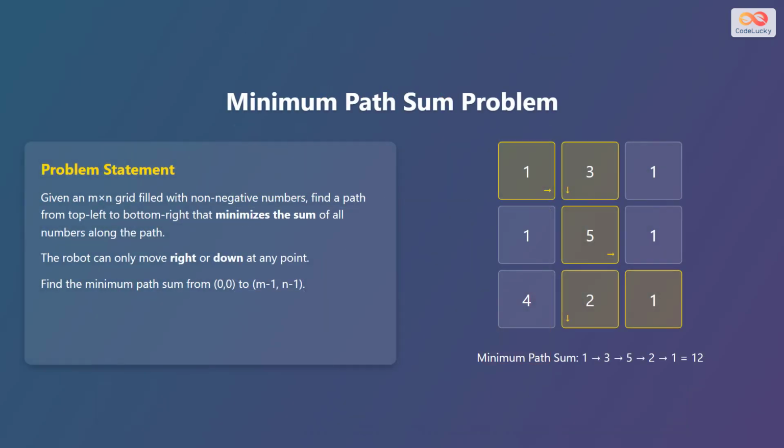Now let's explore another problem, the minimum path sum problem. Given an m by n grid filled with non-negative numbers, the task is to find a path from the top left to the bottom right that minimizes the sum of all numbers along the path. The robot can only move right or down at any point. In the example, the grid is shown with one possible minimum path highlighted. The minimum path sum is 1 goes to 3 goes to 5 goes to 2 goes to 1, which equals 12.